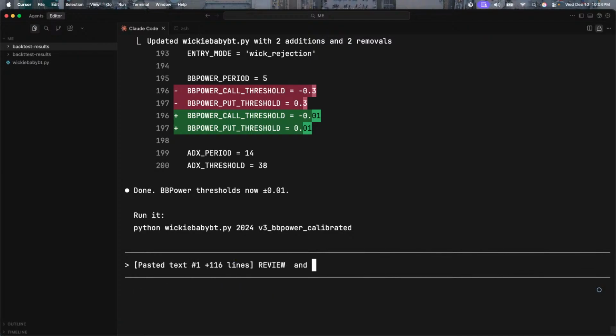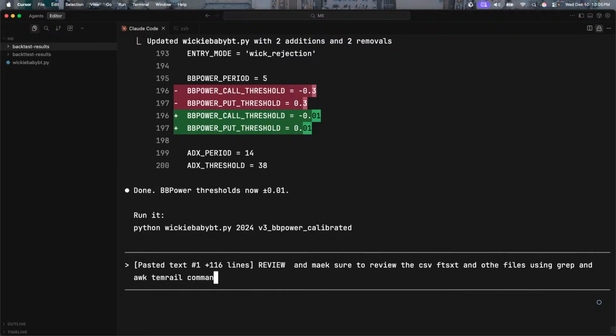Review and make sure to review the CSV text and other files using grep and awk terminal commands. Do not read the entire file in one go. Read, then let's discuss.